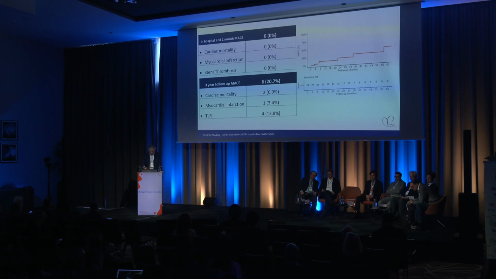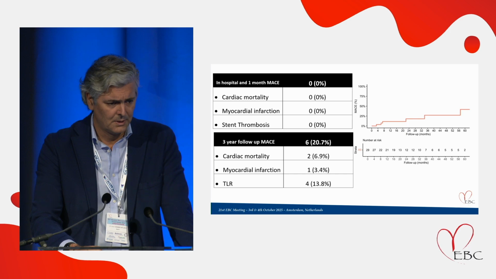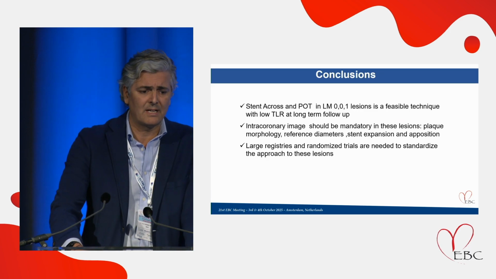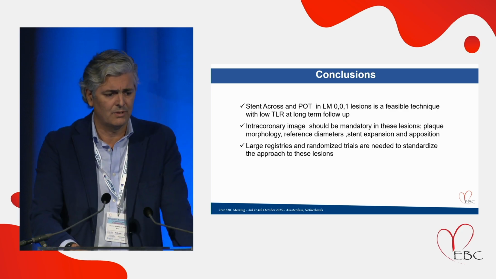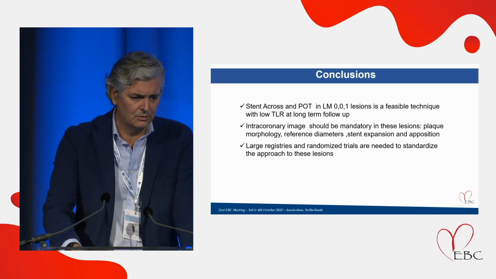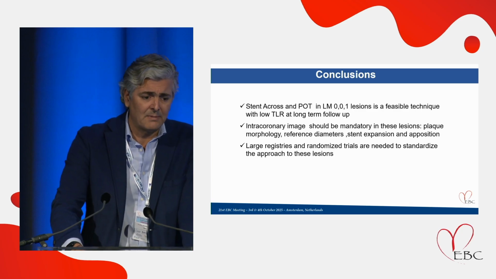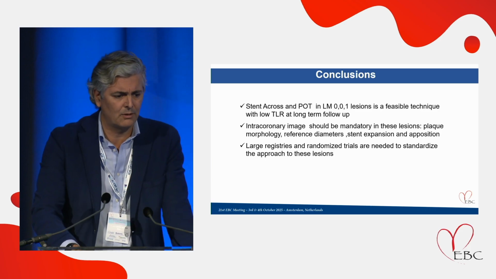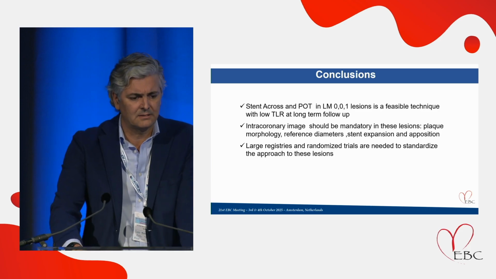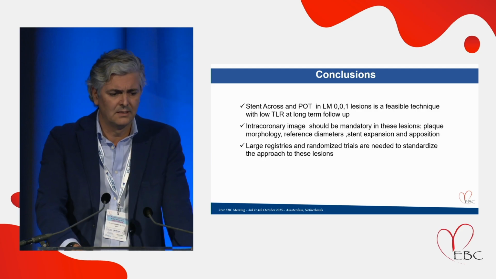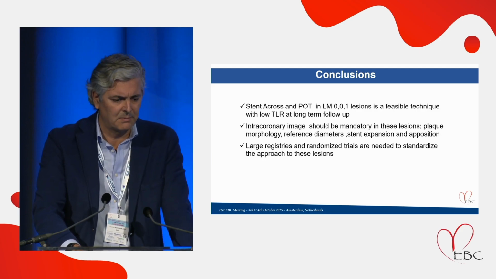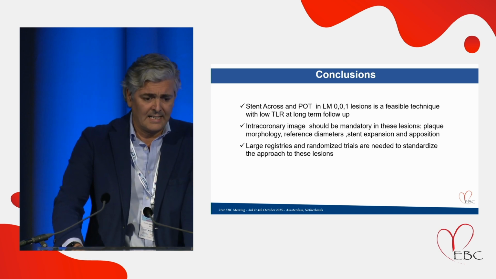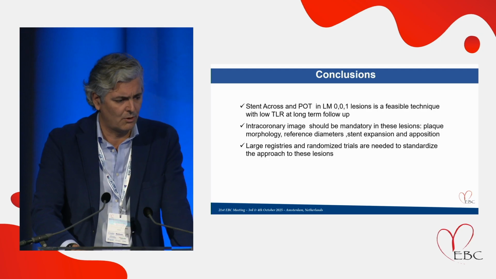marked in the table. So, in conclusion, stent across and POT in left main 0.0.1 lesion is a feasible technique with low TLR at long-term follow-up. Intracoronary imaging should be mandatory in this scenario because it provides information about plaque composition, reference diameters, selecting then an accurate stent, and about stent expansion and apposition. And large registries and randomized trials are needed to standardize the approach to these complex lesions.